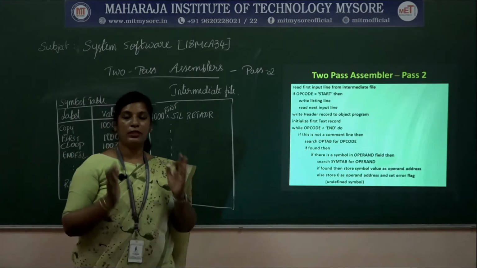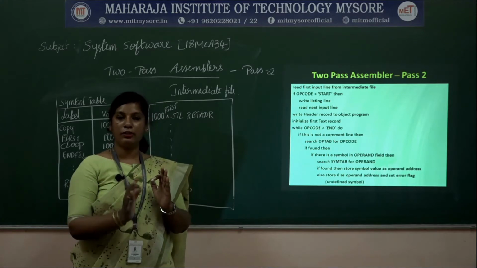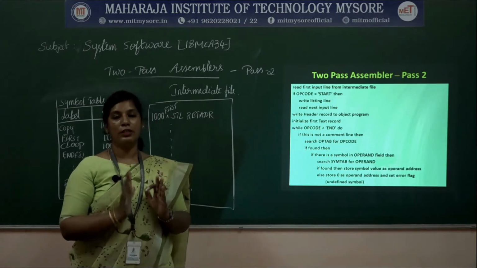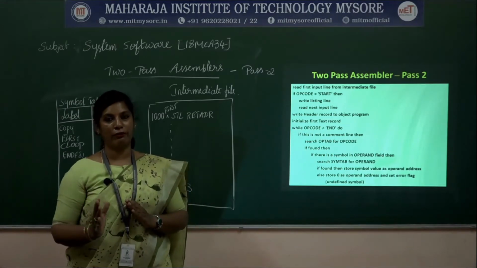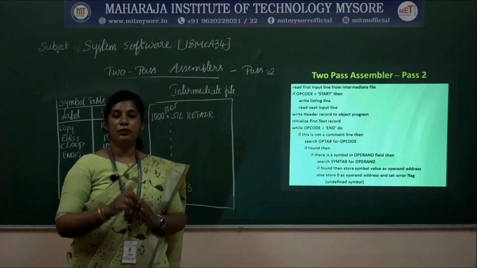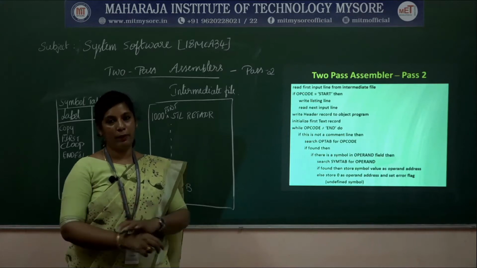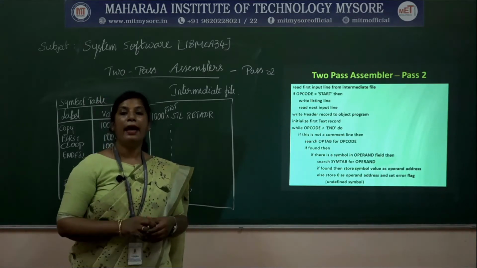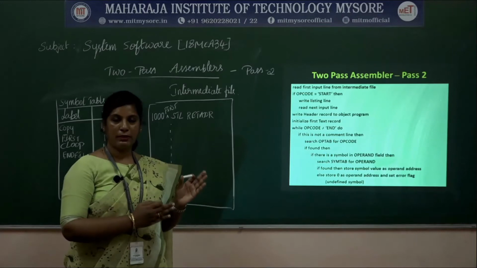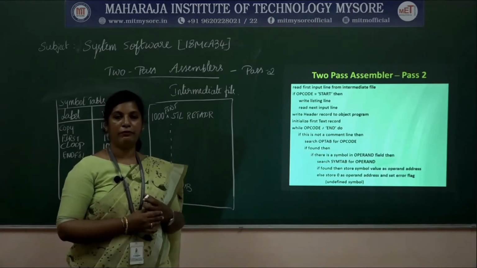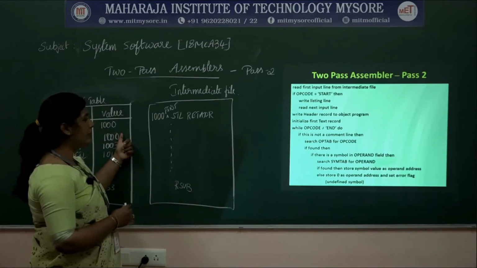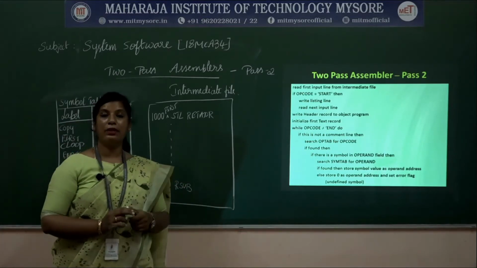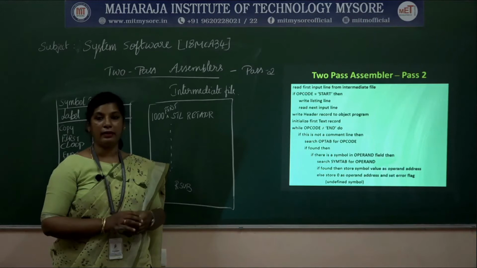In pass 2, it will not touch the label field. It is going to refer only to the mnemonic field as well as the operand field or symbolic field. The mnemonic field is converted into its equivalent opcode, that is, 2 hexadecimal digits. For the symbols in the operands, it gets the symbol value from the symbol table, to translate the symbol name into its address.